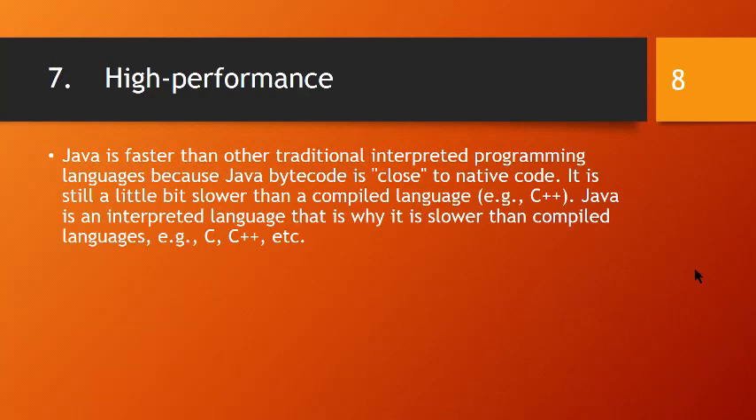Java has given us high performance. Though we can say that Java is a little bit slower than C and C++, still it is far faster than other languages.